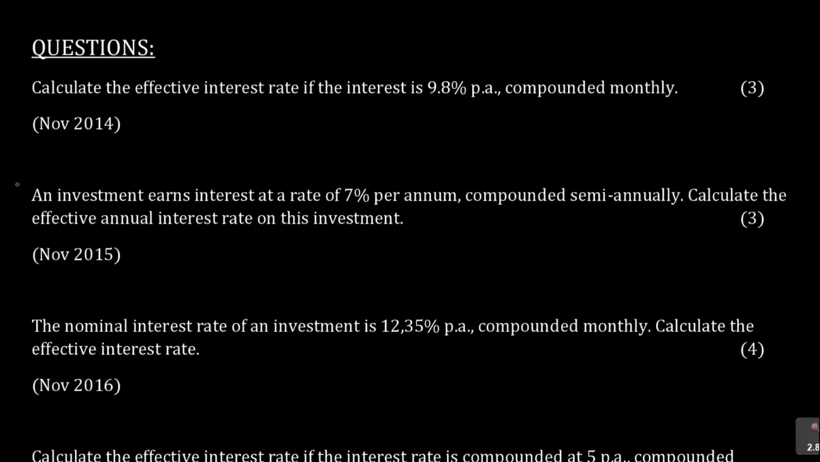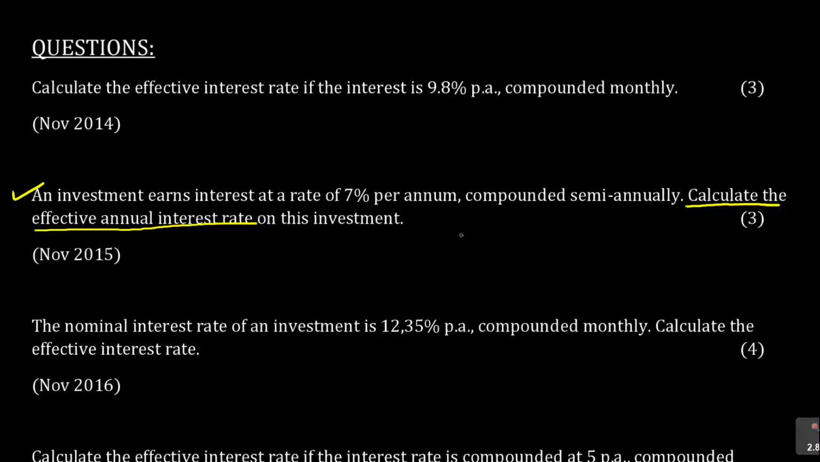Now, in this one, an investment earns interest at a rate of 7% per annum, compounded semi-annually. Calculate the effective annual interest rate on this investment. Look at the question and then try to get the information. What are they giving you, and then what do they want? So the first one is an investment earns an interest rate of that, and then the compounding is fine. But look at the question, it says calculate the effective annual interest rate.